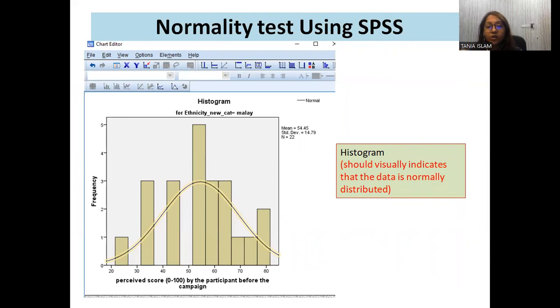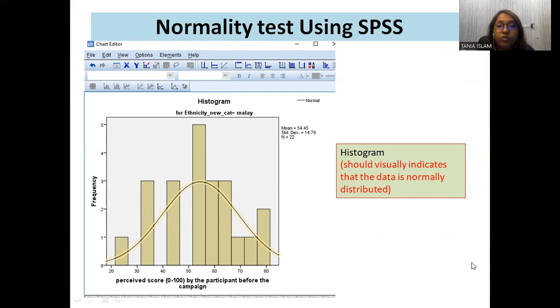The third part of the normality test is the histogram, the visual one, which should visually indicate that the data is normally distributed. You can see the Malay one I show only. I draw the histogram plot and then the bell curve. It shows it's almost nearly normal, you can see.